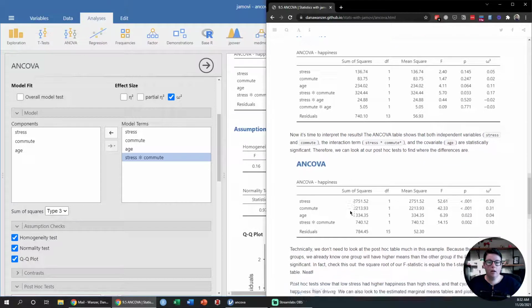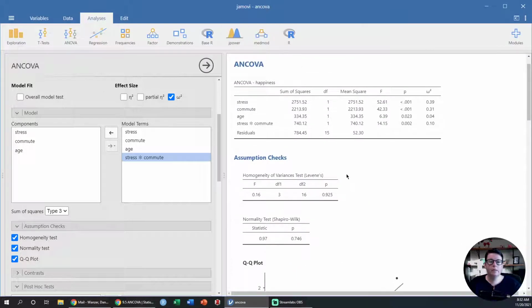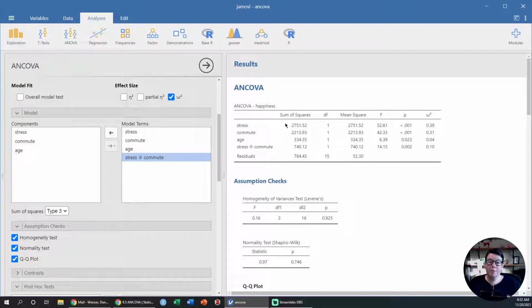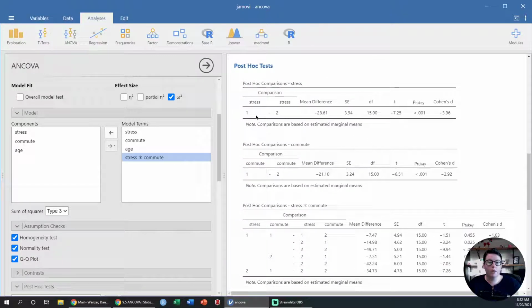Okay, we've met all of our assumptions. Now we can go through and interpret. So we interpret it pretty similarly. Is there an effect of stress? Yes. Is there an effect of commute? Yes. Is there an effect of age? Yes. And is there a significant interaction between stress and commute? Yes. Okay. We've already checked our assumptions, so we can then go here.